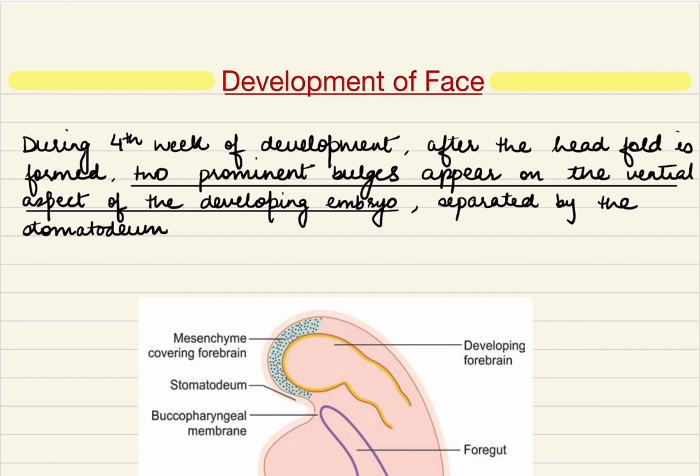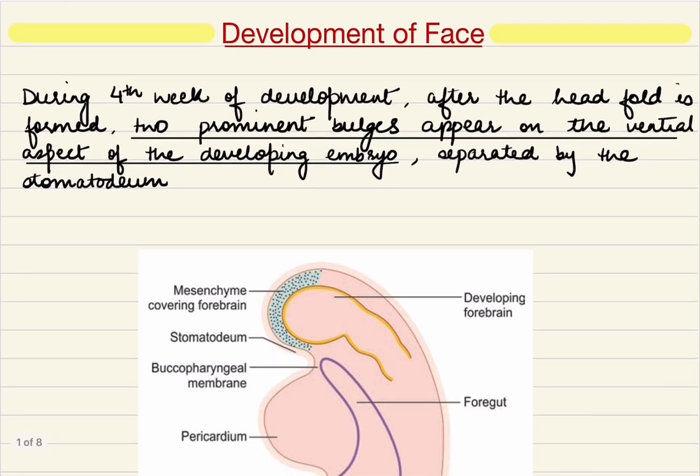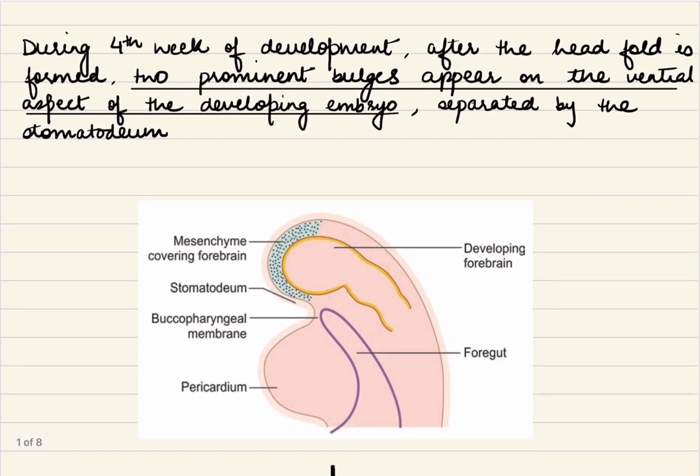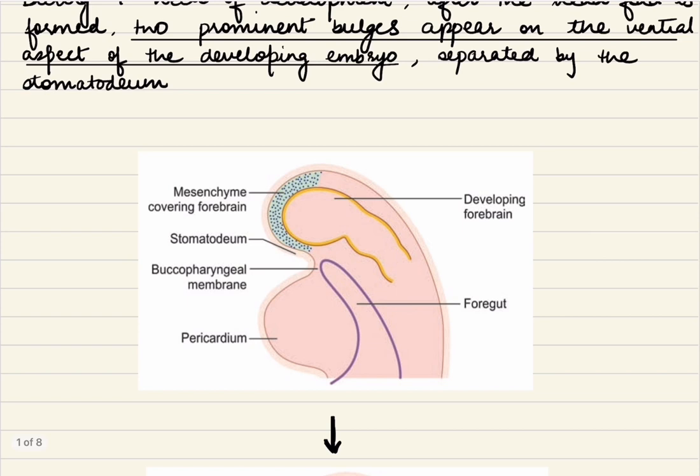Now coming straight to the topic, during the fourth week of development, after the head fold is developed, two prominent bulges appear on the ventral aspect of the developing embryo, and these are separated by the stomatodium. Now in this diagram you can see this is the developing stomatodium, and cranial to it is the developing forebrain, and below it is the developing pericardium.